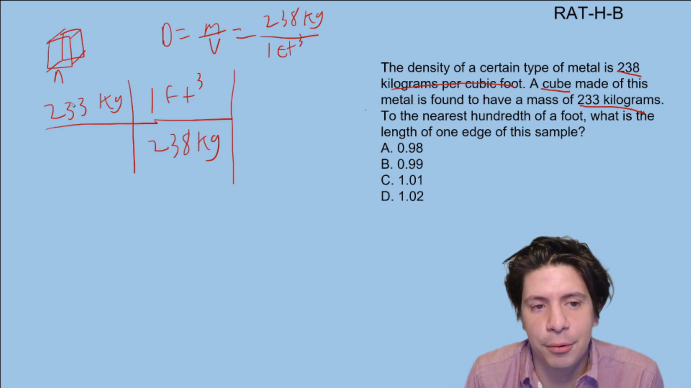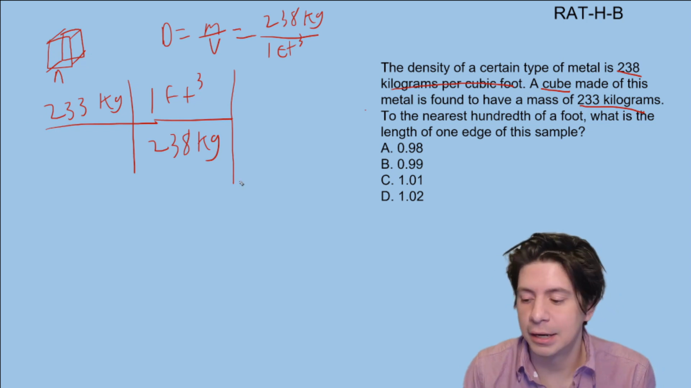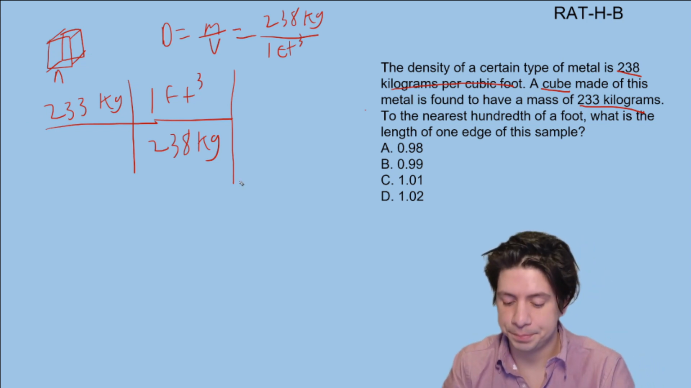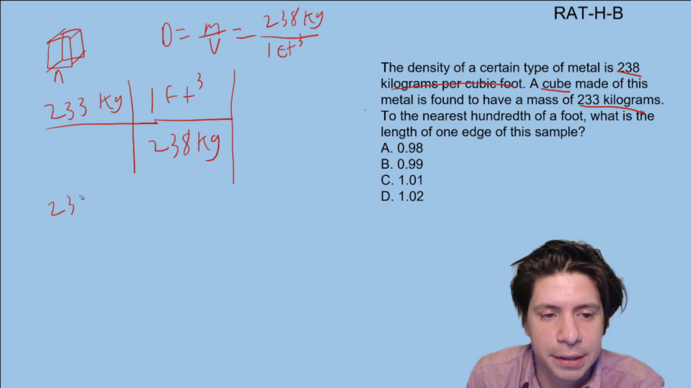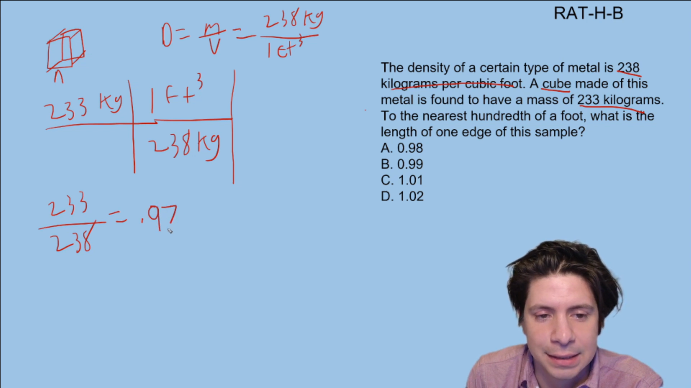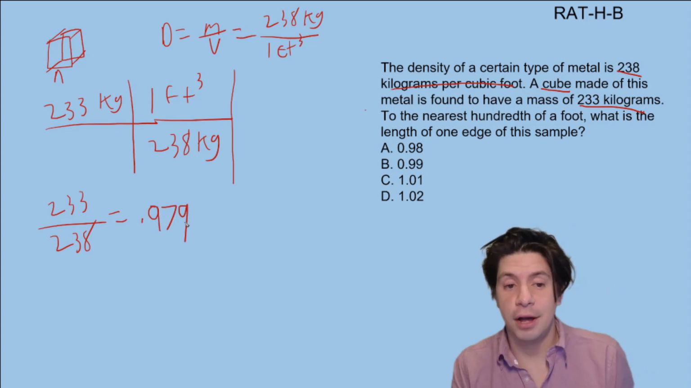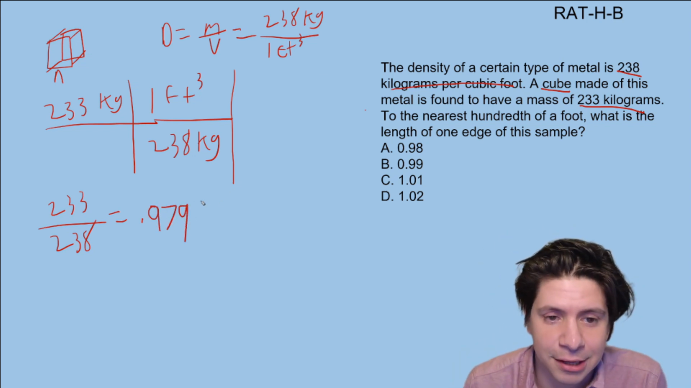Okay, so now what we do is we do 233 divided by 238. And that's going to give us 0.979. And I'm a big fan of not using calculators, but even I use a calculator for this.